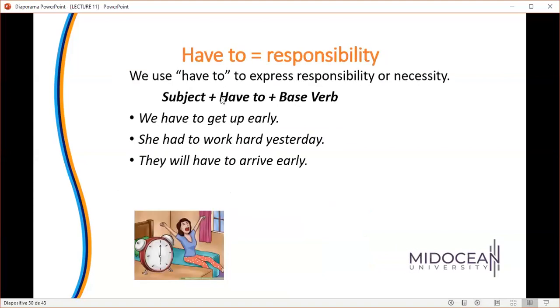Have to now indicates responsibility. We use have to express responsibility or necessity, okay? Subject plus have to plus base verb. Exemple: We have to get up early. Donc, ici, c'est une responsabilité, ok? Ou bien une chose nécessaire, ok? She had to work hard yesterday. They will have to arrive early. Okay? Donc, ici, vous avez des responsabilités. Okay?